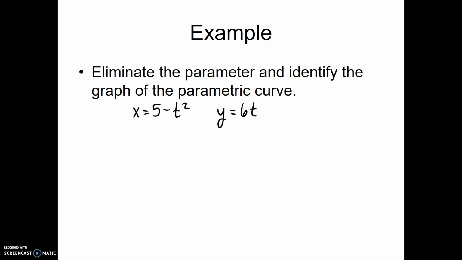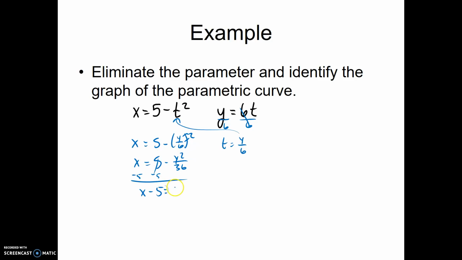Pick one of the equations to solve for t. In this case, I decided to say that t equals y over 6 because I didn't want to deal with the square. I take that and I substitute it into the other equation, 5 minus (y over 6) squared. When I simplify that, I get x equals 5 minus y squared over 36. Remember, we have to square the top and bottom. And subtract 5 from both sides. x minus 5 equals negative y squared over 36.